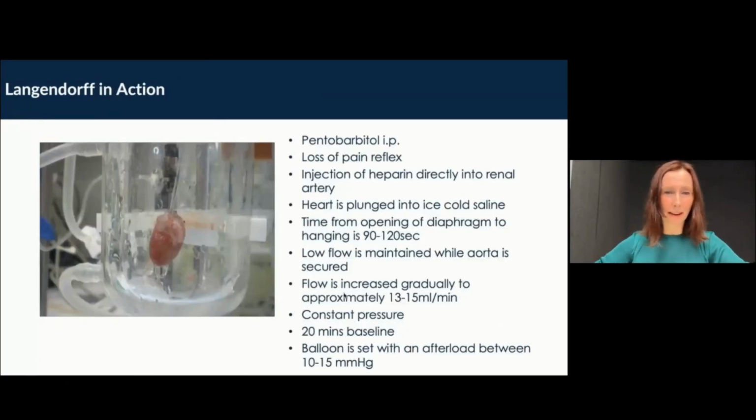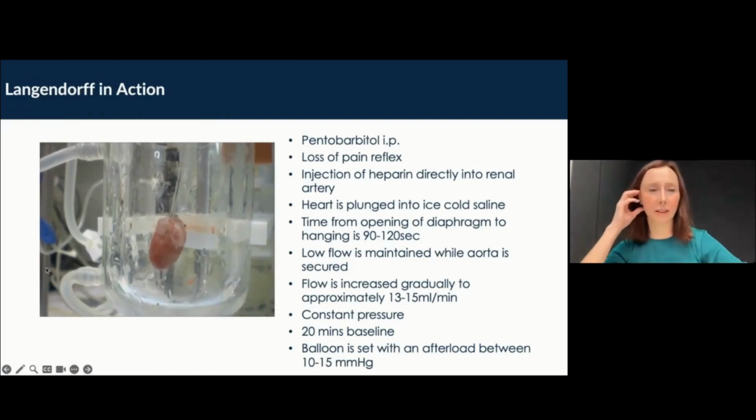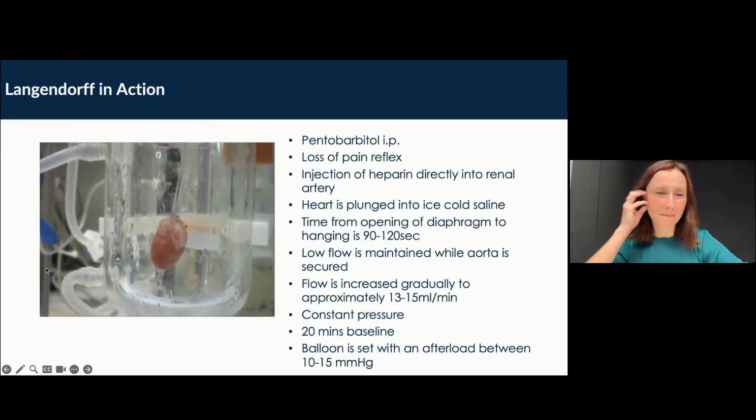All right, so I'm just going to play a video here for you. This is our Langendorff in action. There we go. It still astounds me, and I've been doing this for a very long time.